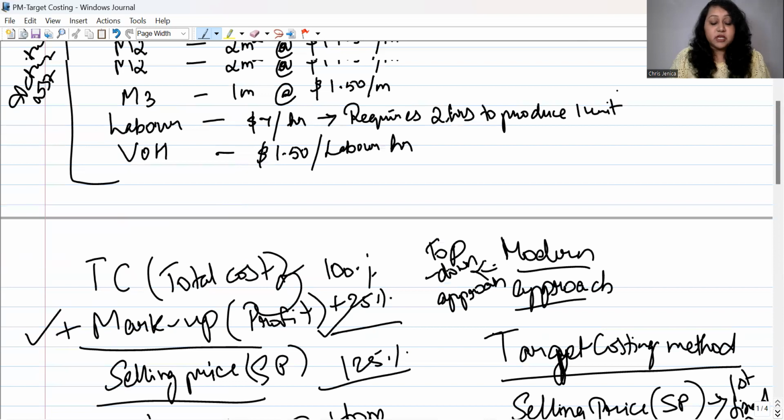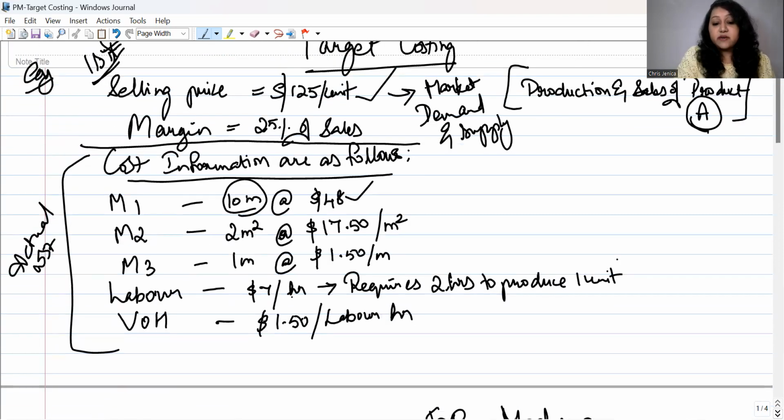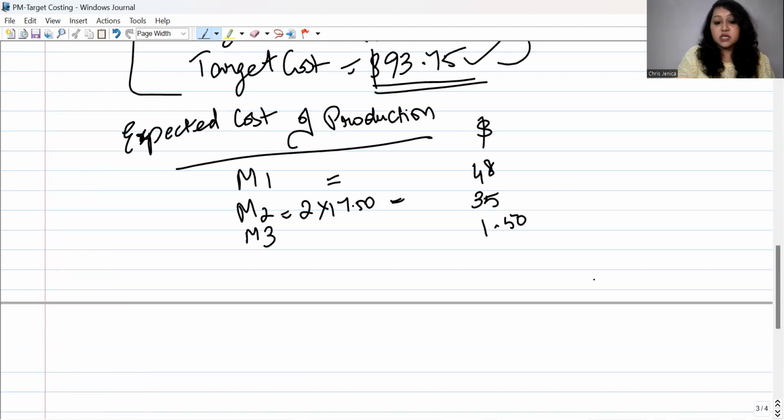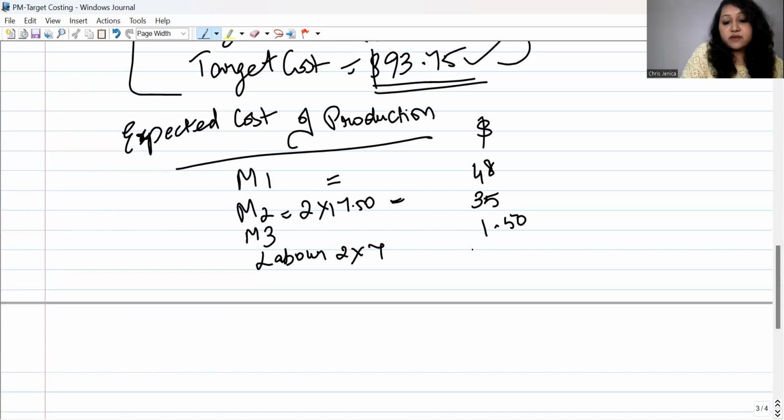Then I have other information here. Labor $7 per hour. Requires 2 hours to produce 1 unit. So how many hours do we require to produce 1 unit? It's going to be 2 hours, and per hour labor is paid at $7. So 2 hours into $7 is equal to $14, right?